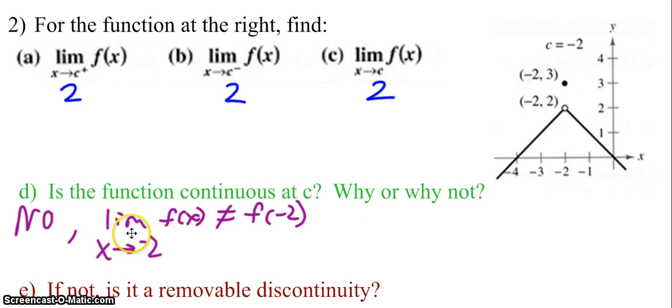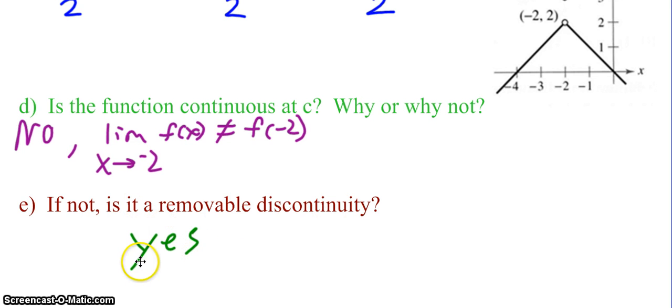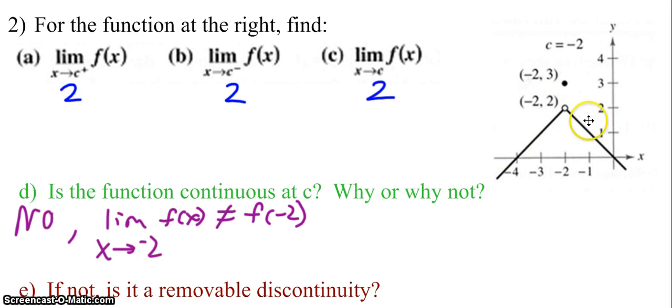Well, it fails the third requirement. So it did meet the first and second requirements, where f of -2 was defined and the limit does exist, but the limit as x goes to -2 of f of x does not equal f of -2. Is it a removable discontinuity? Yes, it is, because this is a hole. We could come up with a different function that is exactly the same everywhere except at the discontinuity, and that would therefore be continuous.